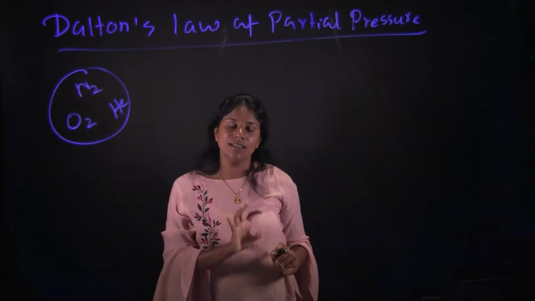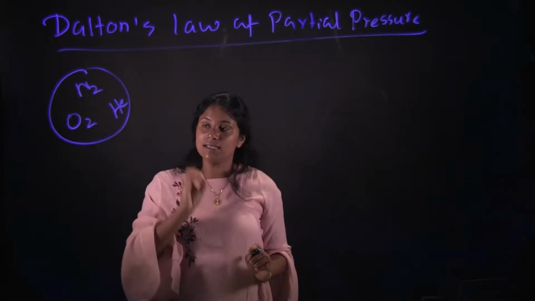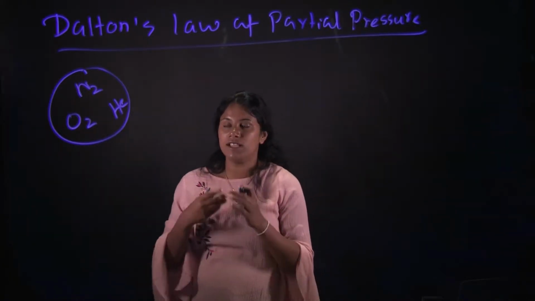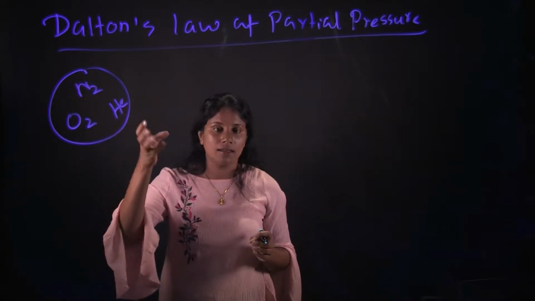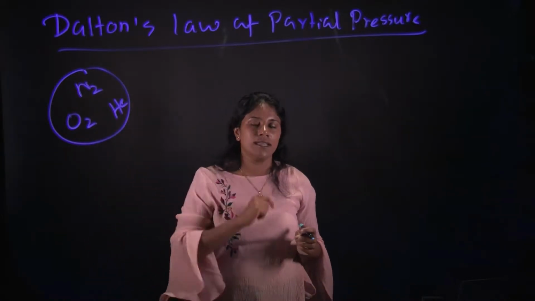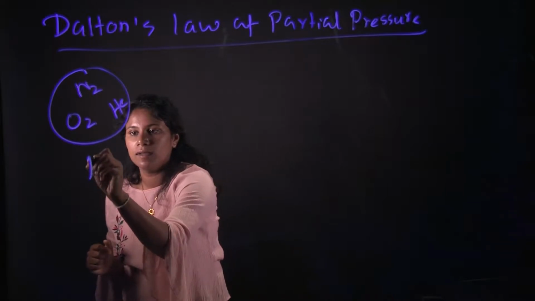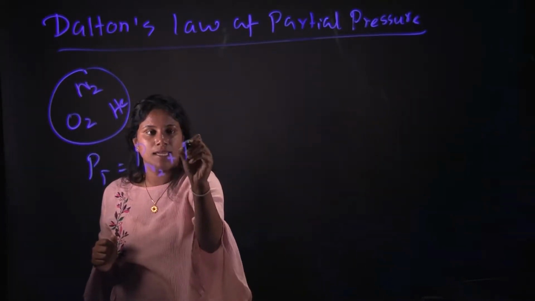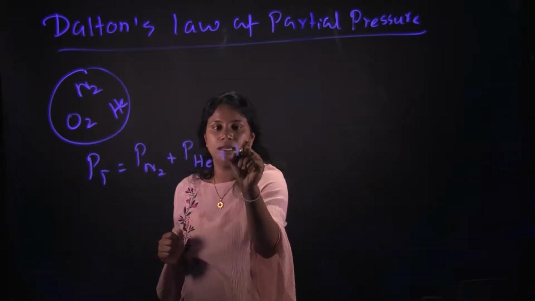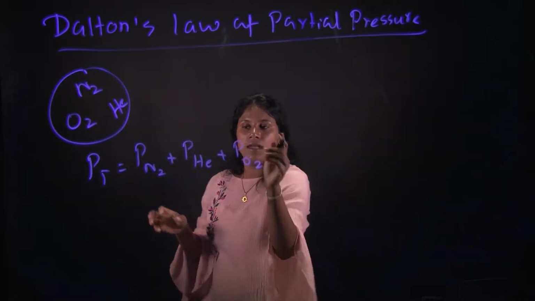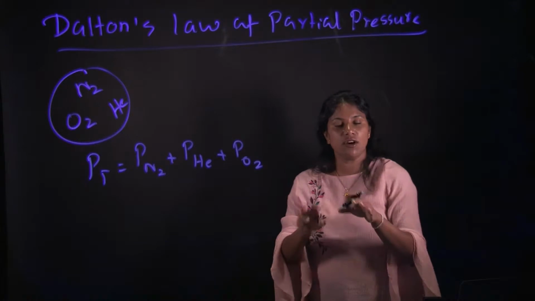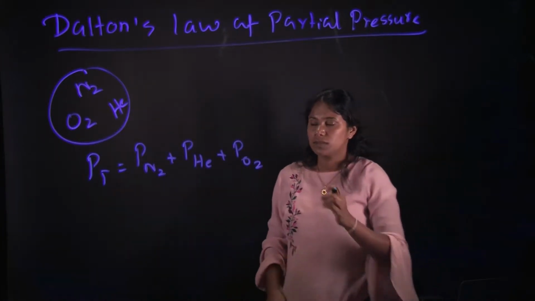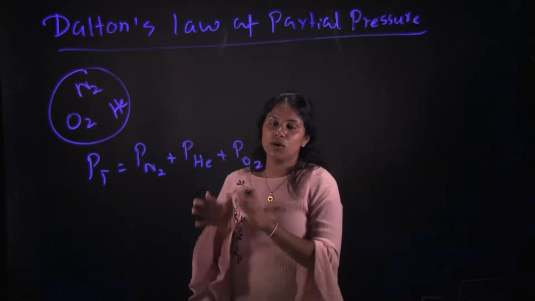So what about the pressure? Dalton's law of partial pressures says when there is a mixture of gases in a container, the total pressure will equal the sum of each individual gas. So P total equals P nitrogen plus P helium plus P oxygen. If you add the pressure of each individual gas, it will equal the total pressure. So this is the law of total pressure.